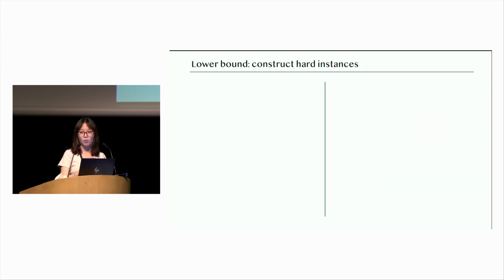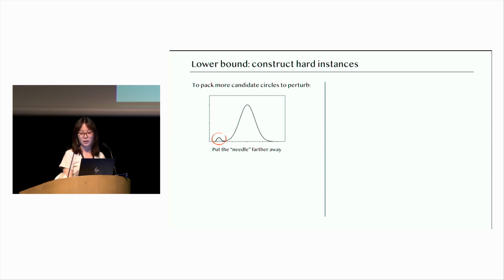So we want to pack more disjoint small circles. What can we do? The first try is can we put the needle farther away so the space to insert possible needles is larger, so we can maybe insert more needles. But this is not allowed because we require the distribution to have a bounded second moment. There cannot be a mass in a faraway place.